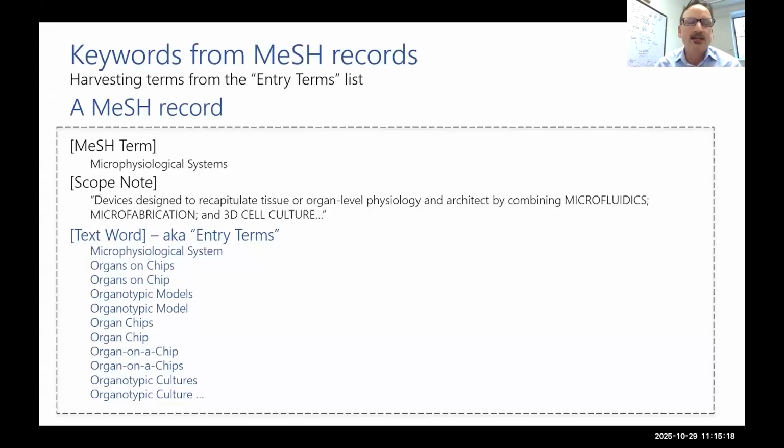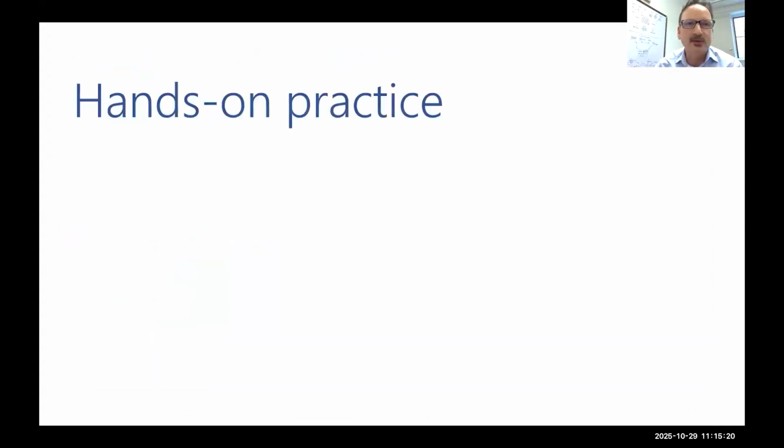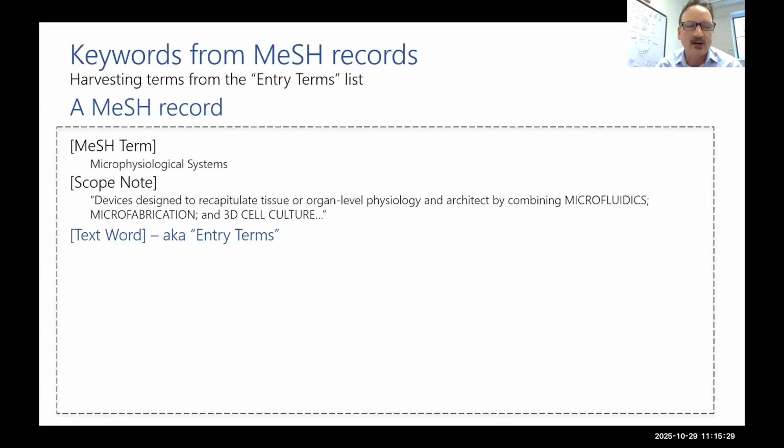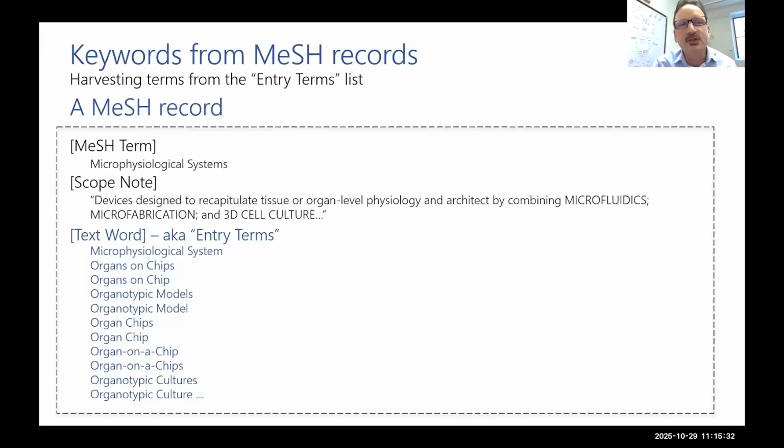Okay, so this is all a little bit theoretical. So how do we make this real? Let's do some hands-on practice and gather keywords corresponding to key elements from MeSH records. I will say, though, going back here, that I've done a little editing. Entry term lists are awesome, but they're also flawed. They do have some weird last name, first name formats. And what's important to think about here is the field, the target. Where are you sending these keywords to hit on papers in PubMed?